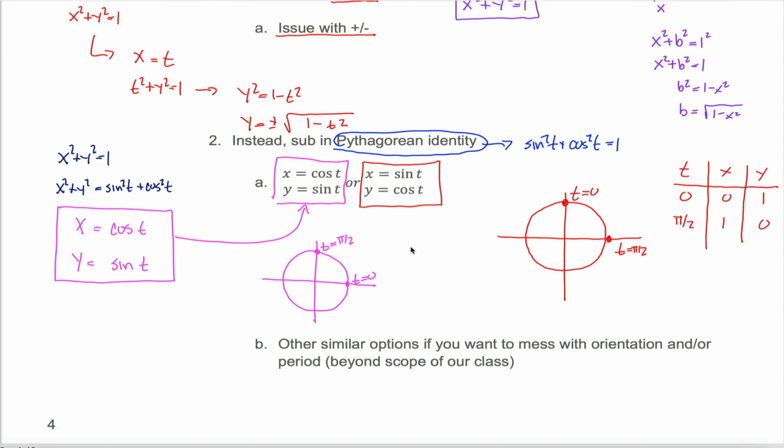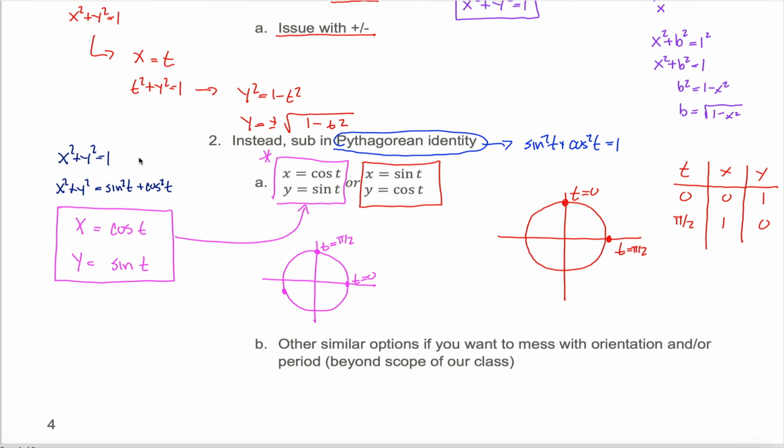Either of these parameterizations are totally fine, but you'd probably prefer this one because it's a lot more familiar to you. If I asked you where your location would be at 7 pi over 6 time, for example, you'd immediately know that it's over here. Whereas if I asked you where your location would be at 7 pi over 6 time on this parameterization, you might struggle to figure out that you'd be down here.